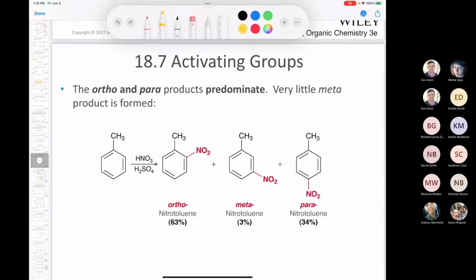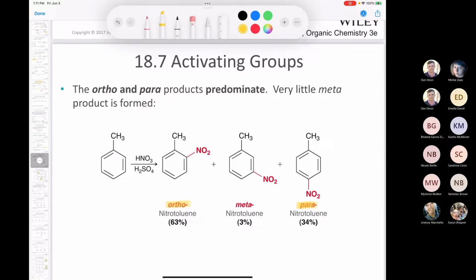Somebody took toluene and treated it with nitric acid and sulfuric acid. They made the nitronium ion, and they found out that they got three products: the ortho, the meta, and the para. But what you probably noticed right away is that there's very little meta formed, only 3%. That's next to nothing. That means if you got 100 grams of product, only 3 grams of it would be the meta nitrotoluene. So very little of that, but we get a substantial amount of both the ortho and the para. Well, why is that?